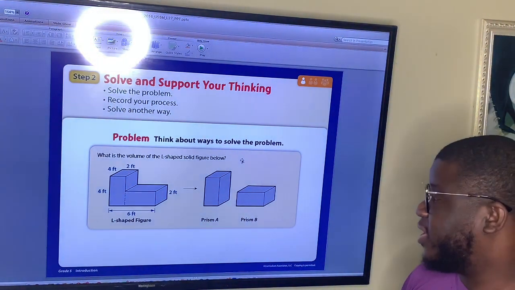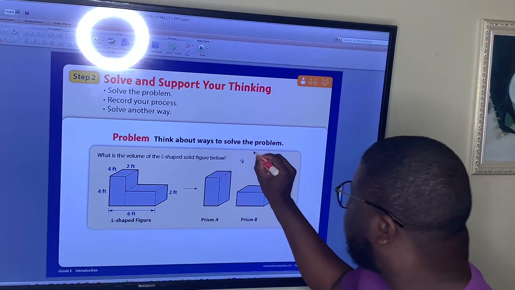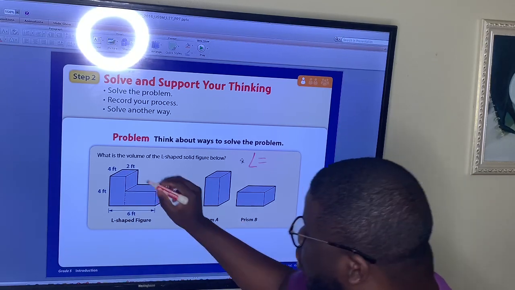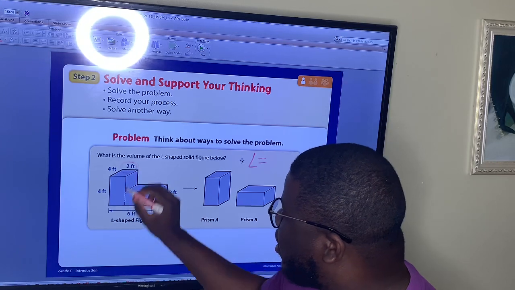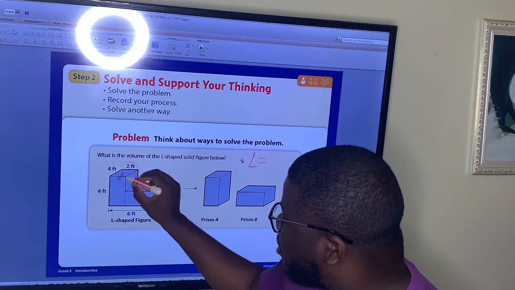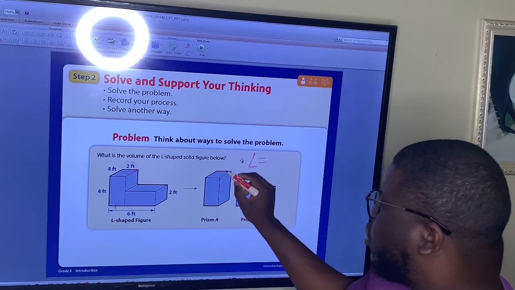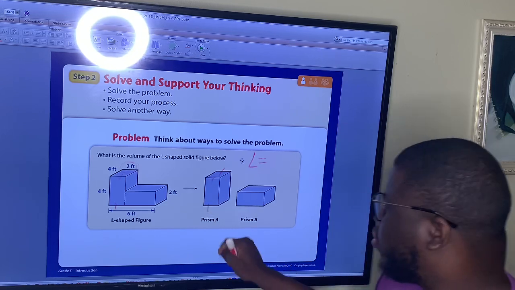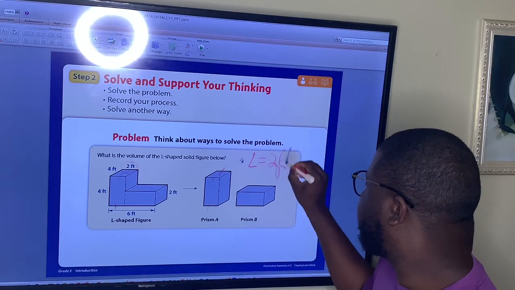So as you all can see, prism A will have a length of 2, because that's how tall it is. I see a 2 here. I know that this side here is congruent, since it's parallel to this side, therefore it's definitely going to be parallel here. So I had 2 here, 2 here, and 2 here. So the length of prism A will be 2 feet.